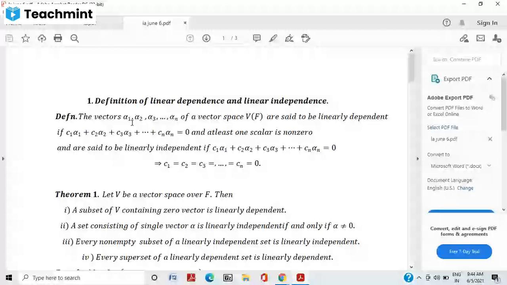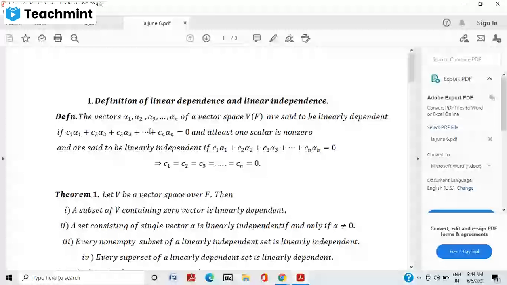Consider vectors alpha 1, alpha 2, etc., alpha n of V(F). Then they are said to be linearly dependent, and you should understand each concept properly, if C1 alpha 1 plus C2 alpha 2 plus etc. plus Cn alpha n equals 0 and at least one scalar is non-zero. That means at least one Ci, among our scalars C1, C2, etc., Cn, is non-zero. Then it is said to be linearly dependent.